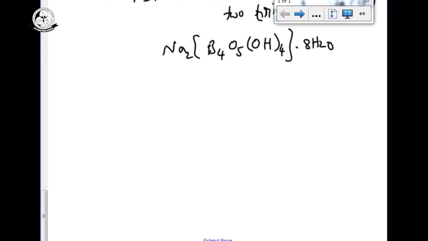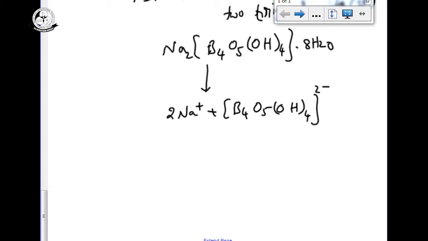Now see the structure of the borax. We can decompose this into ions, so it can give 2 moles of Na+ and the remaining complex, the entire complex is total 1 ion, [B4O5(OH)4]2- plus 8H2O. Its name is called tetraborate ion. See the structure of tetraborate ion.